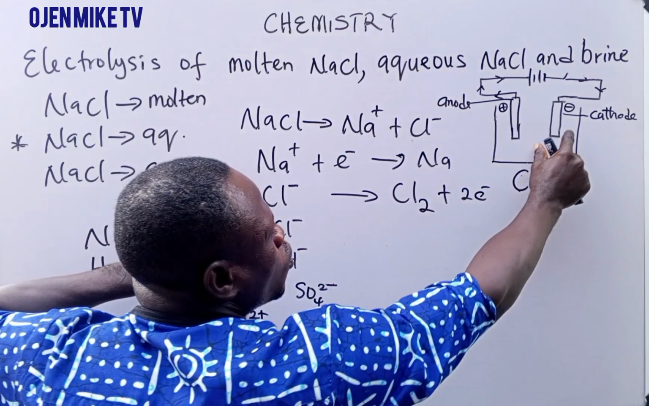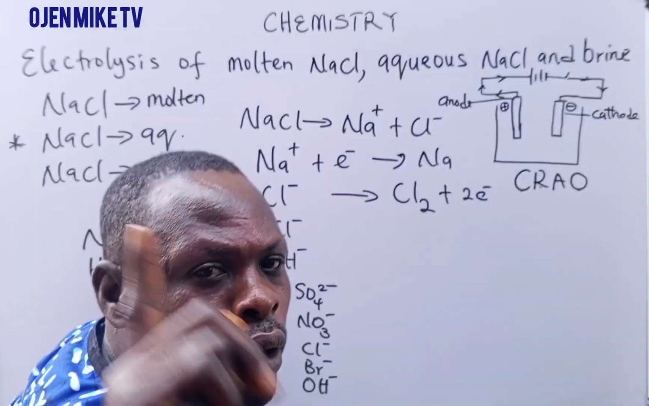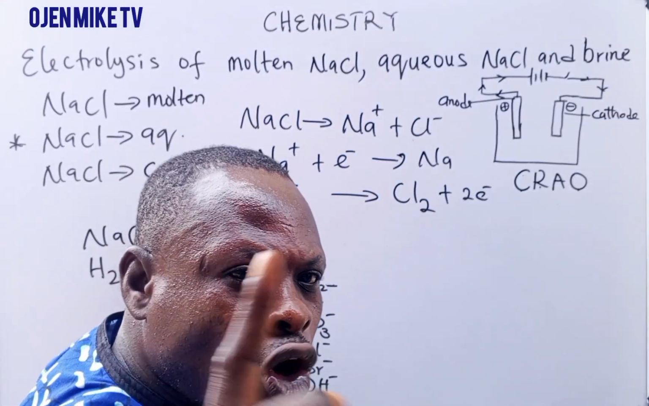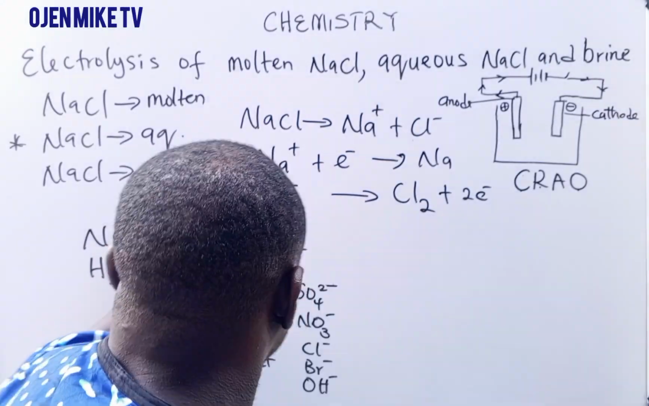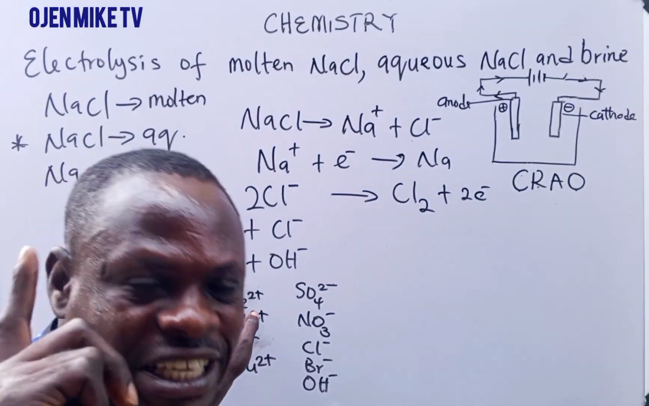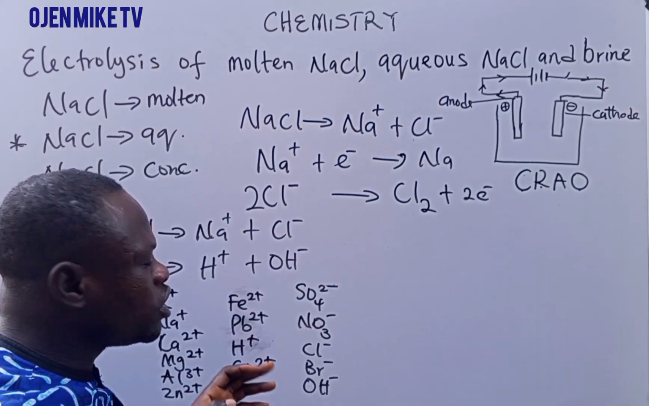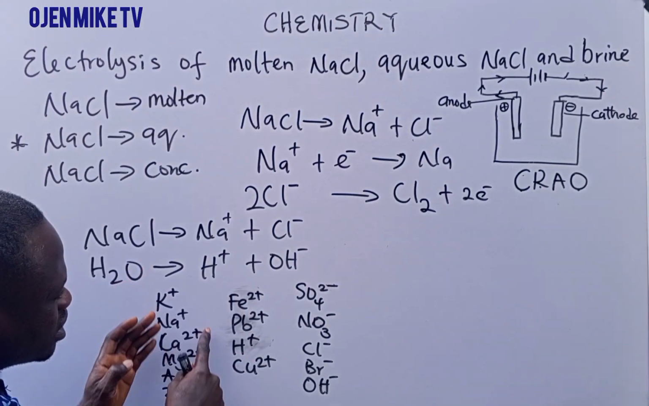So if we compare sodium and hydrogen, both of them will go to the cathode. Are you following? But one of them must be discharged. One of them must be selected. Now, among sodium and hydrogen, which one will be selected? For you to know the one that will be selected, you go to their reactivity series.